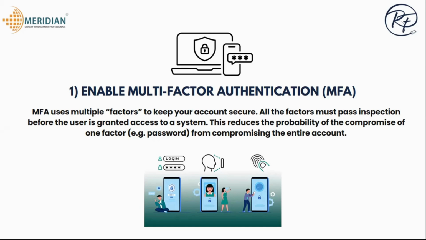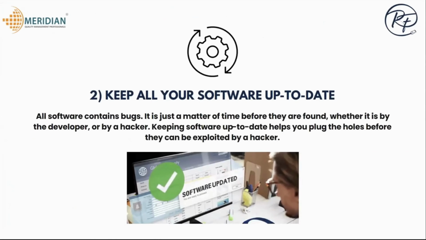Okay. Number two, next slide, is keep all your software up to date. Now, software is written by human beings, and human beings make mistakes. And in software, those mistakes show up as bugs, software bugs. Just assume that your software has bugs, and it is just a matter of time before someone finds it. And we would all prefer that the software developer finds it before an attacker.